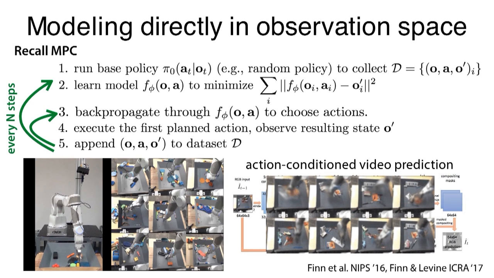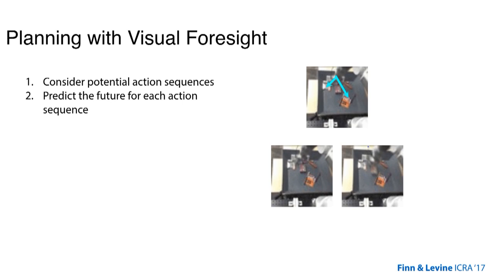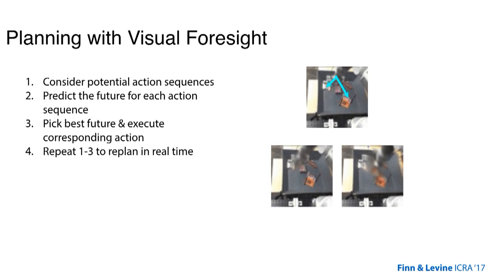And once you have a video prediction model, you can use it to plan. Say this is your current image. You first consider potential action sequences, maybe these two sequences. Predict the future for each action sequence. So here are two predictions. Pick the future that you like the best and execute the corresponding action. And then repeat steps 1 through 3 to replan in real time. So this is essentially just model predictive control in pixel space, in image space.